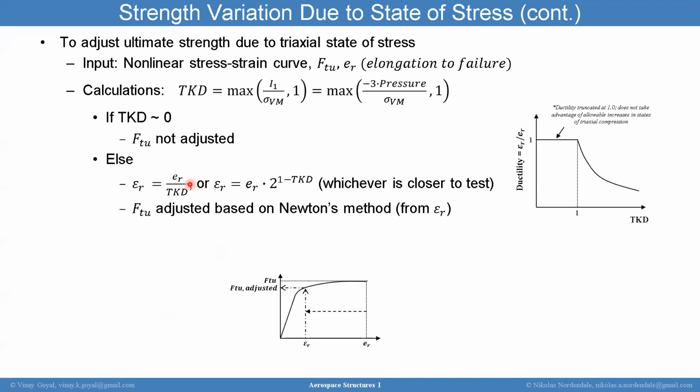You see in the stress strain curve at the bottom, the original curve shows you FTU and elongation to failure as the far right top point. Once you calculate TKD and reduce to epsilon R, that reduces your elongation to failure, and you can do a table lookup to find your new adjusted ultimate strength.